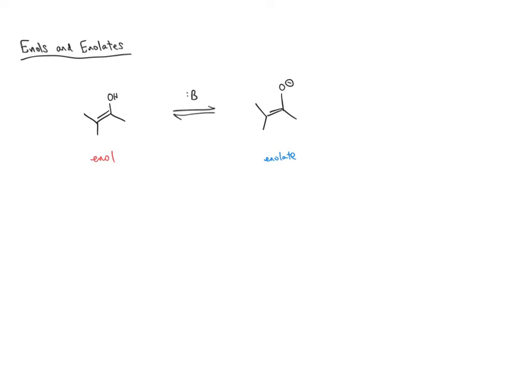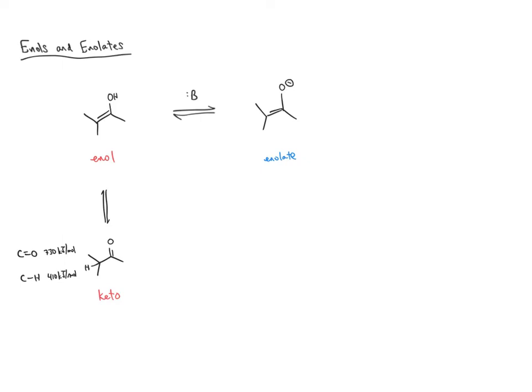Enols, as we remember from last semester, are in equilibrium with their keto form, and so we can draw that. This involves a tautomerization, so if we put that hydrogen right there, this is the keto form of the enol. And we say in most cases the keto form is favored because you have a carbon-oxygen double bond and a carbon-hydrogen single bond. So this is 410 kilojoules per mole, and the carbon-oxygen is 730 kilojoules per mole.